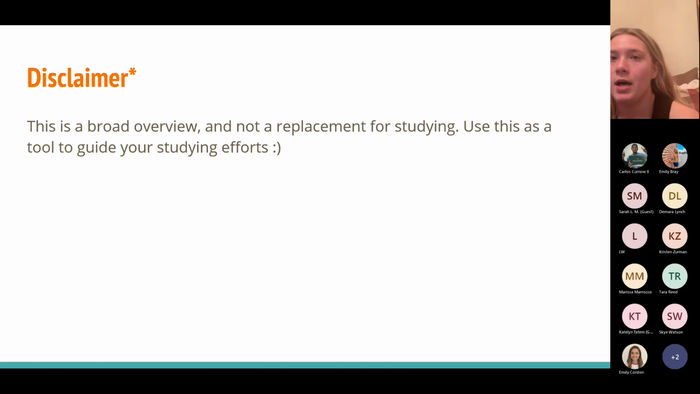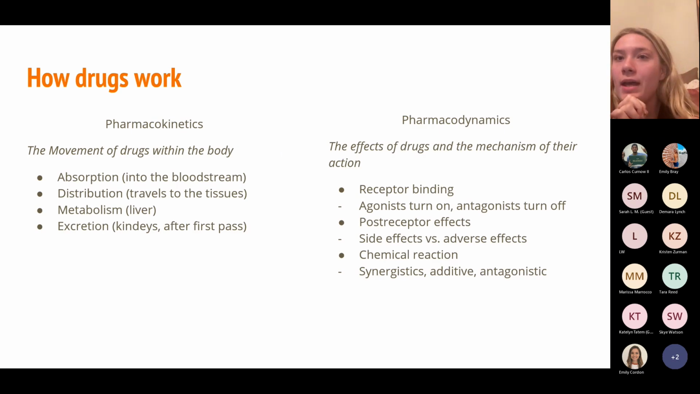Another disclaimer, this is a broad overview. It's not a replacement for studying. Use this tool to guide your studying efforts. As you're studying, feel free to take these PDF slides I've given you and mark on them, write on them, all of it. I posted an announcement with the link, the PDF copy, everything you'll need, on Canvas. So let's go ahead and begin our intro to pharmacology.